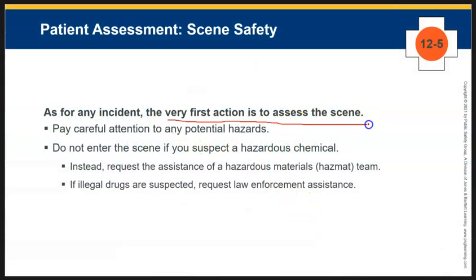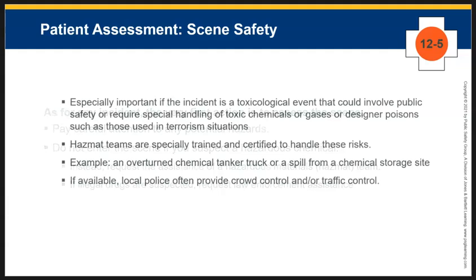Our very first action is to perform a scene size up, pay attention to any potential hazards, and establish scene safety. Now, in that scene size up, it may also be that when we ask for particular resources, one of the resources becomes law enforcement if illegal drugs are suspected. Now, if a toxicological event has occurred, and it could involve public safety or require special handling, make sure that call to law enforcement or a hazmat team is part of that.